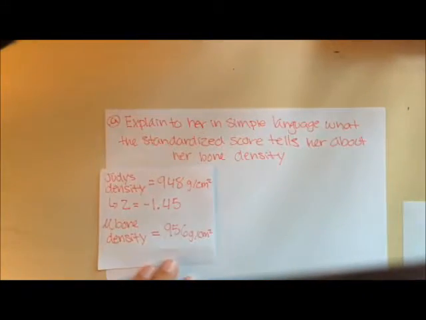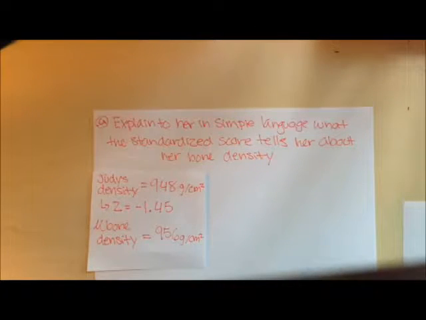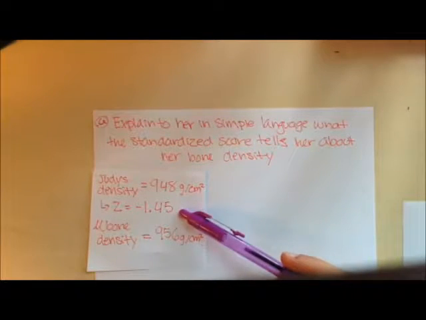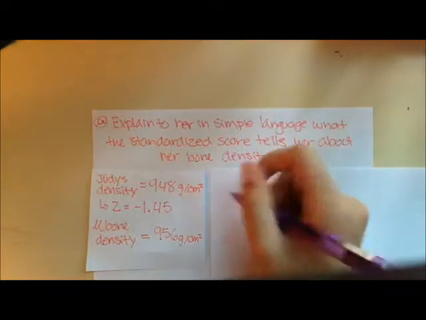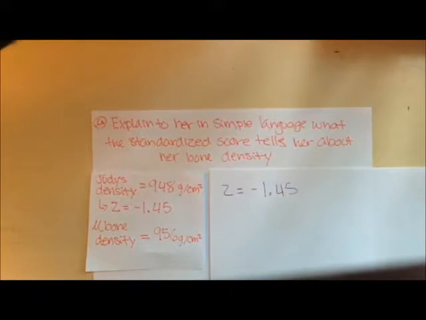So what Part A is asking us is, explain to Judy in simple language what the standardized score tells her about her bone density. So the first thing that we might want to do is figure out what the standardized score is indicating to us. A standardized score, or your Z-score, is basically the number of standard deviations away from the mean you are. So we remember that her Z-score is -1.45. So this means that her score is approximately 1.5 standard deviations away from the mean.